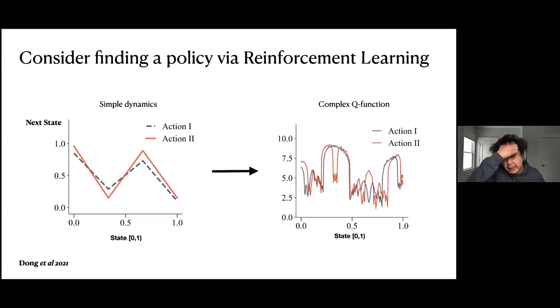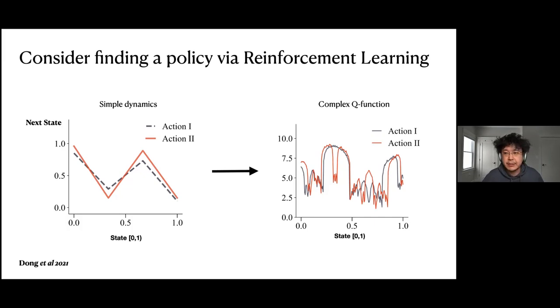If you use value iteration to calculate the ground truth value function for this very simple problem, what you get is the following. You get this fairly complex Q function that's a lot more complicated than the very simple piecewise linear MDP that we begin with.